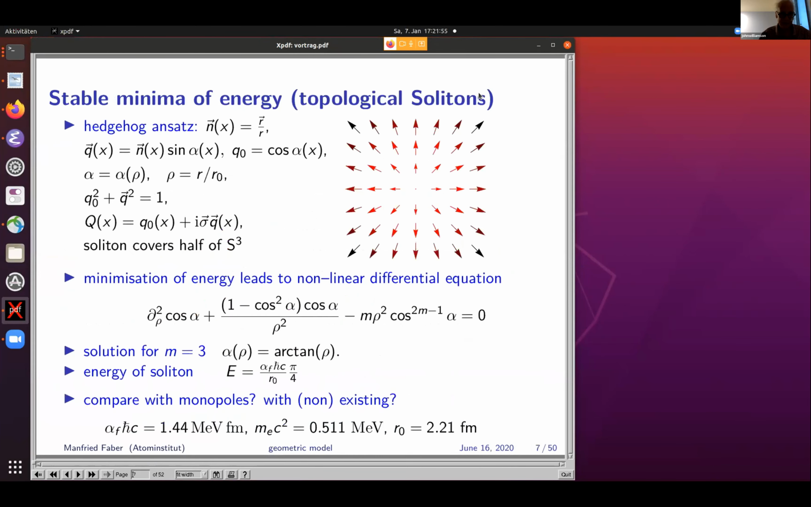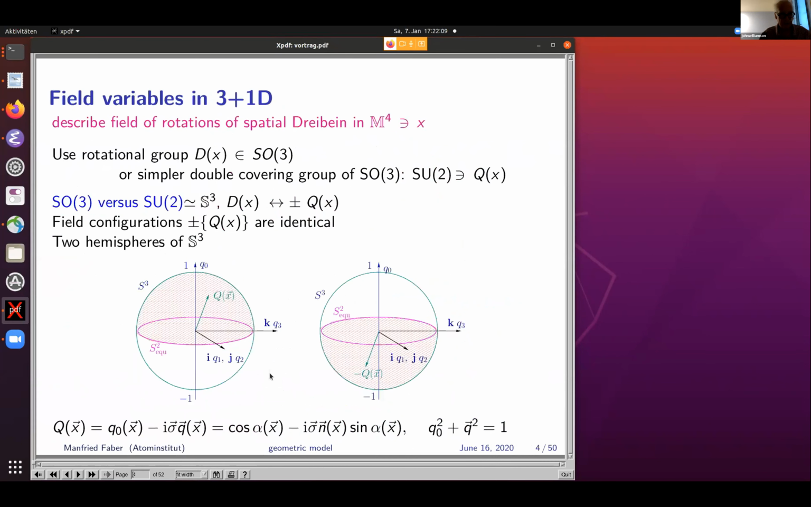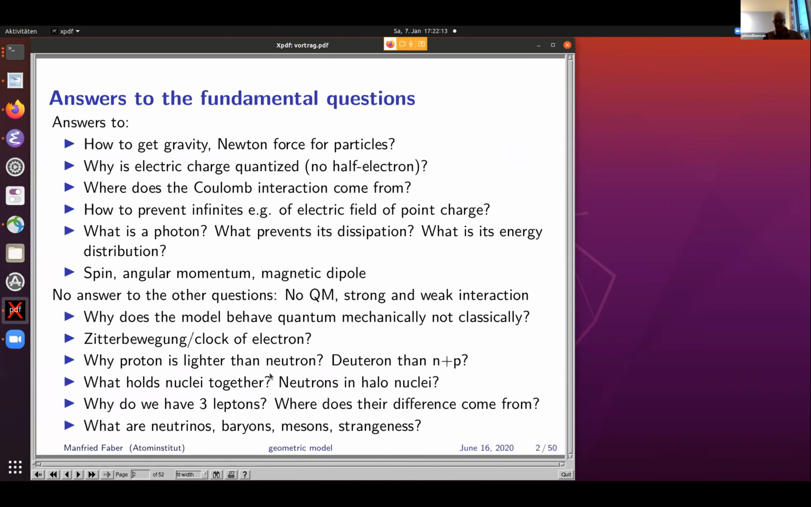You see, I get an expression for the energy of the soliton, which is finite. The only parameter is this parameter R0, which is a parameter in the Lagrangian, and that parameter corresponds to the mass of the electron. Okay, I get it. Good. I missed it. Thank you very much.